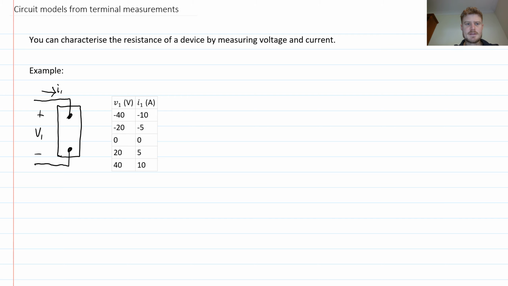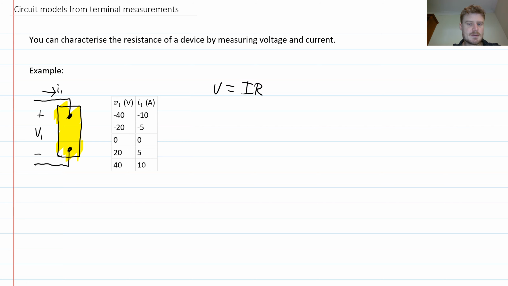The way that I measure resistance is by measuring voltage and current. So here's an example of an experiment that I could do. I could take some circuit device, apply a current and measure a voltage, or apply a voltage and measure a current. Then I would use Ohm's law, V equals IR, in order to calculate the resistance.